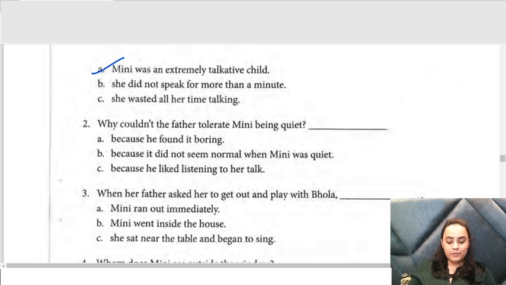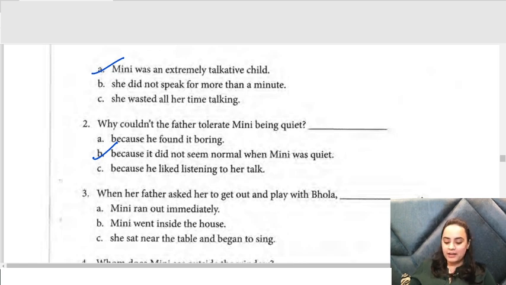Why could not the father tolerate Minnie being quiet? So, why was it so difficult for the father to see Minnie being quiet? A. Did he find it boring? No. Because it did not seem normal when Minnie was quiet. He himself has written that it was quite unnatural. When Minnie was quiet, it did not seem correct.